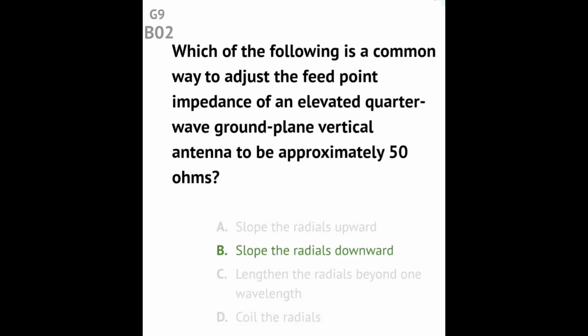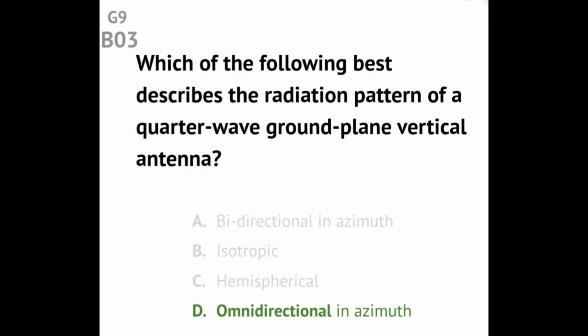Question G9B02. Which of the following is a common way to adjust the feed point impedance of an elevated quarter wave ground plane vertical antenna to be approximately 50 ohms? Answer: slope the radials downward. Question G9B03. Which of the following best describes the radiation pattern of a quarter wave ground plane vertical antenna? Answer: omnidirectional in azimuth.